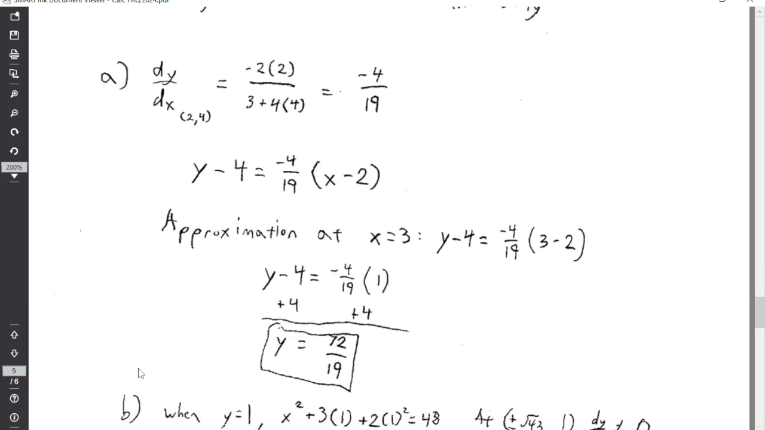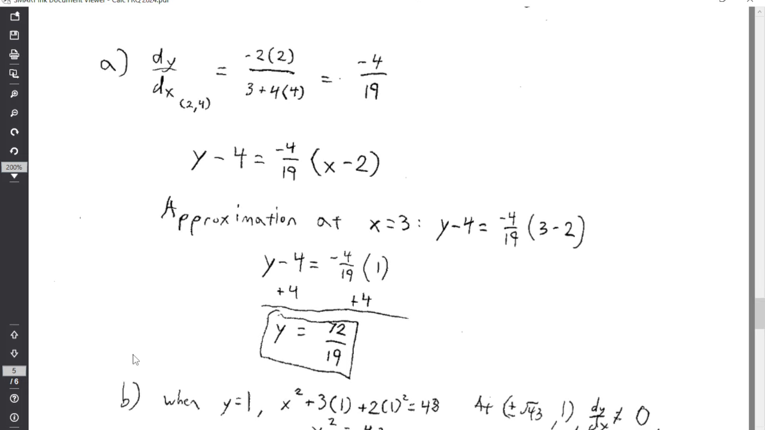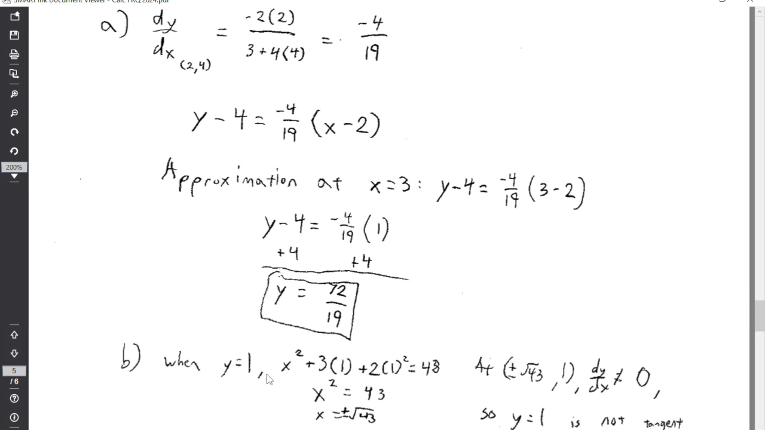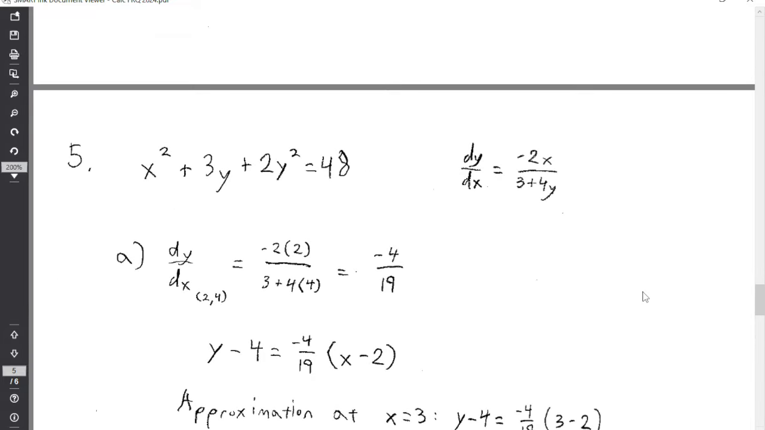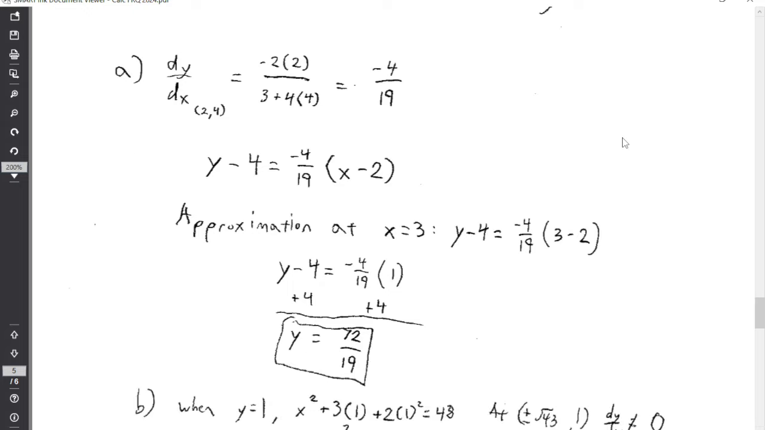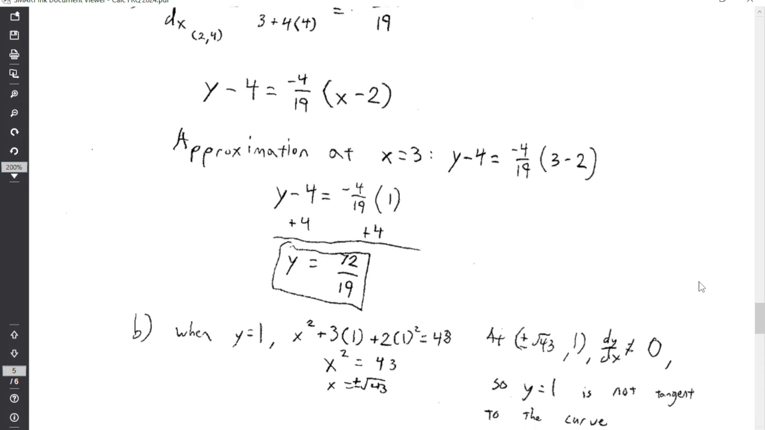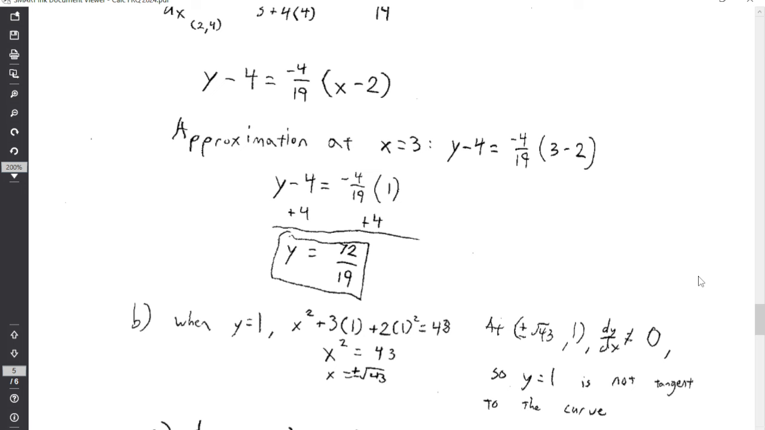I went in a bit more detail than that, but if y is 1, which has got to go through to be on the tangent line, let's plug in 1 for y, and we find that x is plus or minus square root of 43. And indeed, if you plug in to dy/dx there, square root of 43 for x and 1 for y, whether it's positive or negative, you're going to get something that isn't 0. So the tangent line there is not going to be horizontal. So therefore, we are not tangent to the curve.